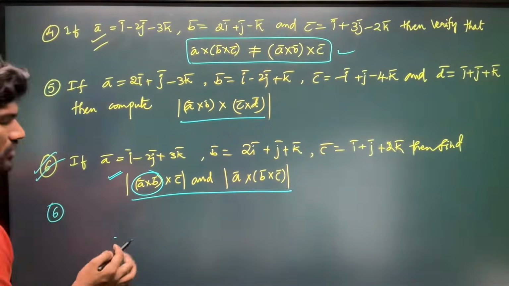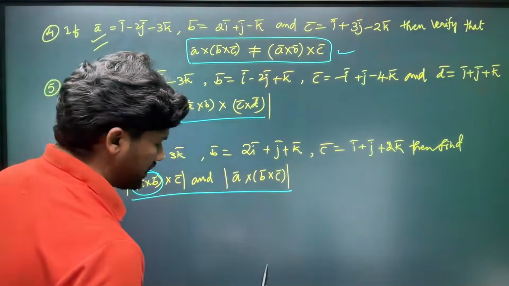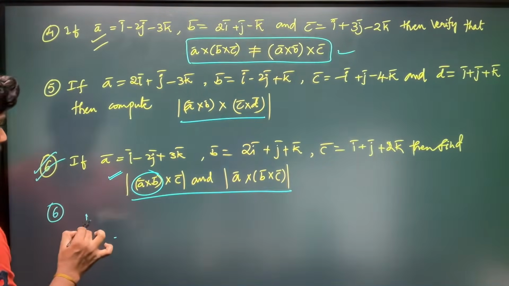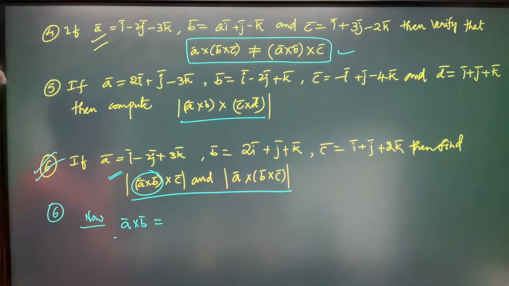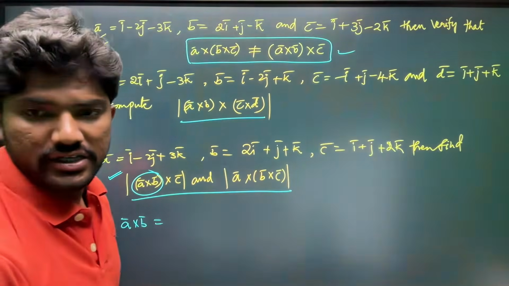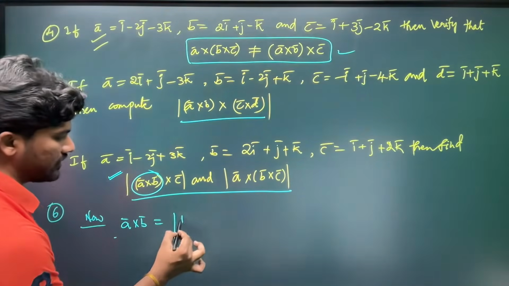Those who are watching live, please like. First of all, our aim is to find A bar cross B bar. Find A bar cross B bar. Okay, so then what is the process according to that process?